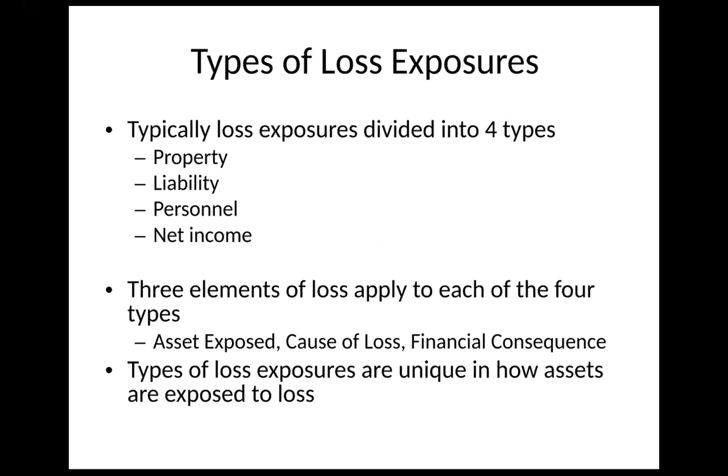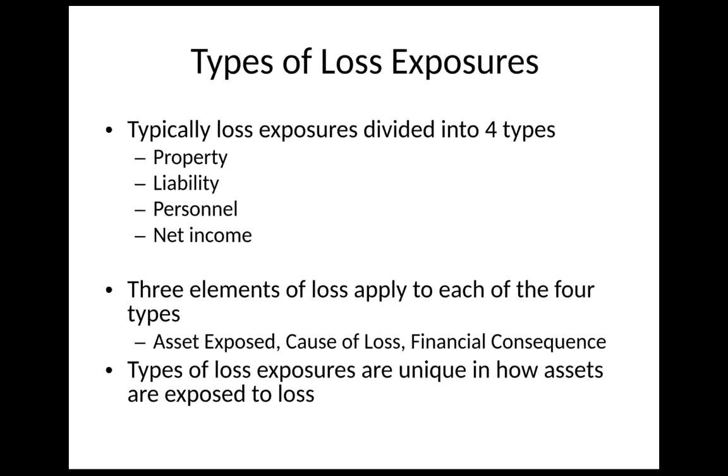And this is now really the second bullet: describe the asset exposed to loss, cause of loss, and financial consequences. So we just talked about hazard, risk, and its treatment. We talked about all those things: asset exposed, cause, and financial. Now what we need to do is apply that to property, liability, personal, and net income. And so we're going to go through each one of these in a little more detail.